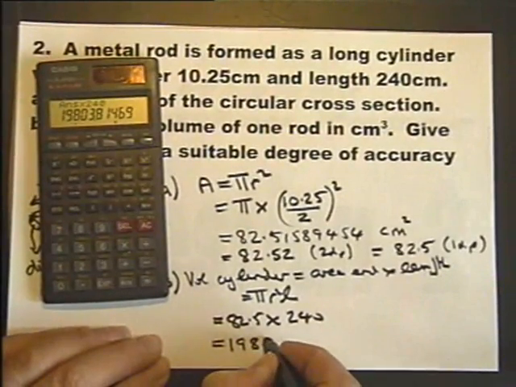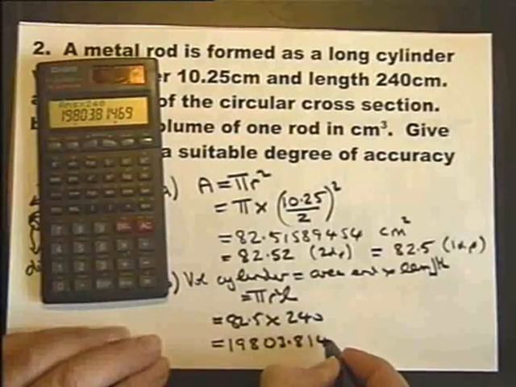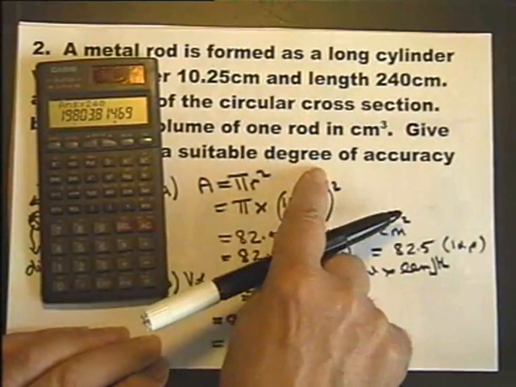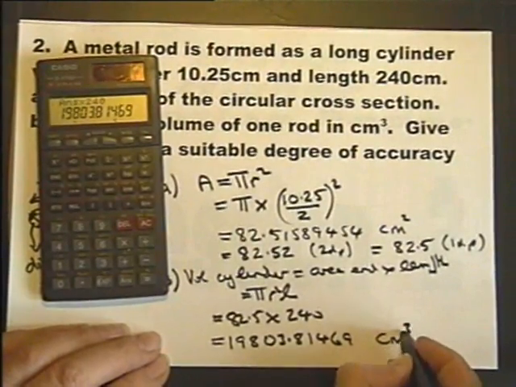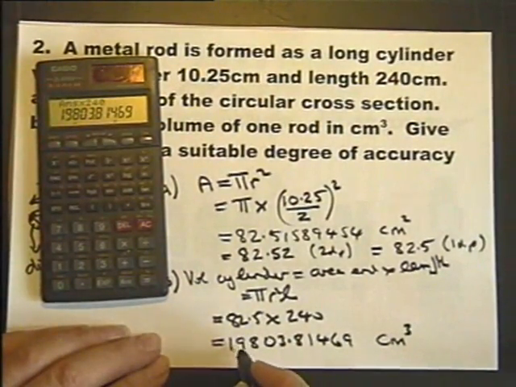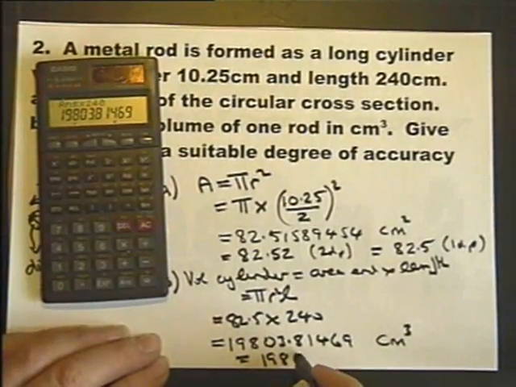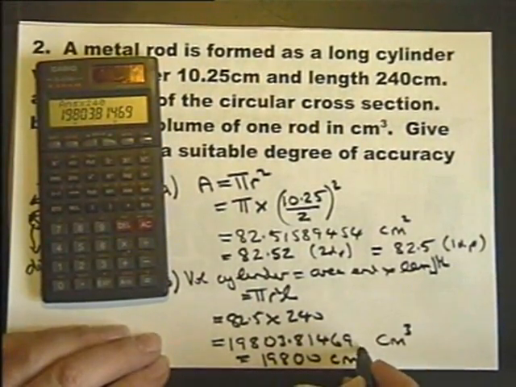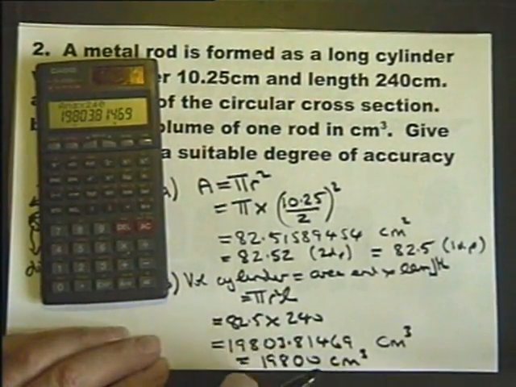So write down the calculator answer and then a sensible, suitable degree of accuracy answer. Now the units is volume, so let's do that. I would suggest that 19800 is a very sensible answer. I think 19803.81 is not as sensible.